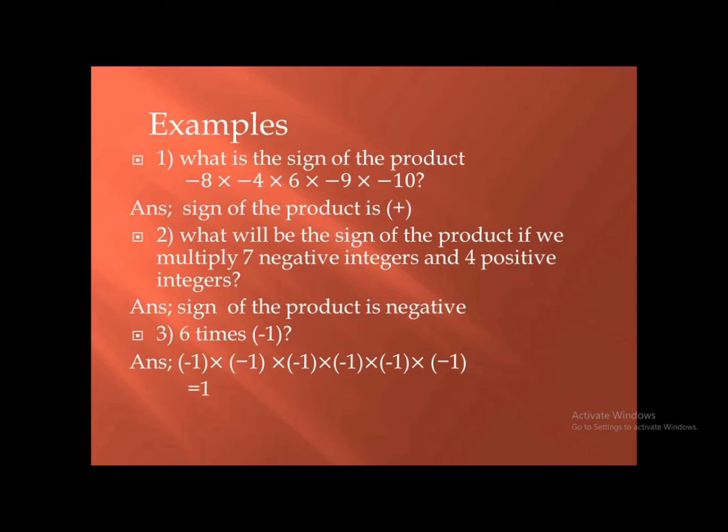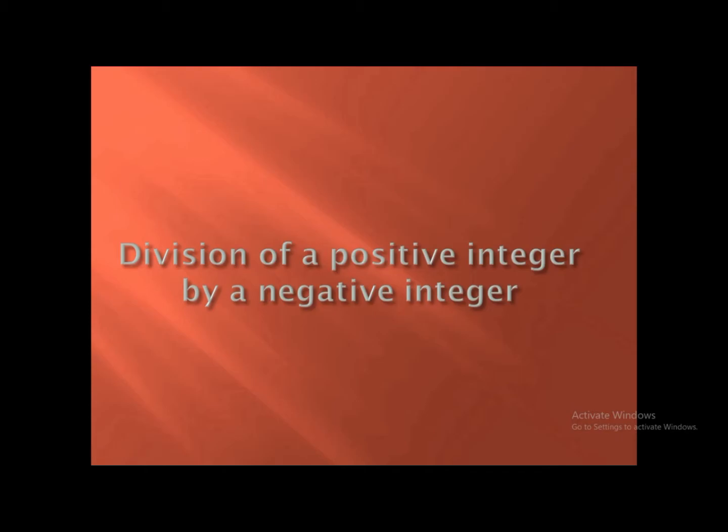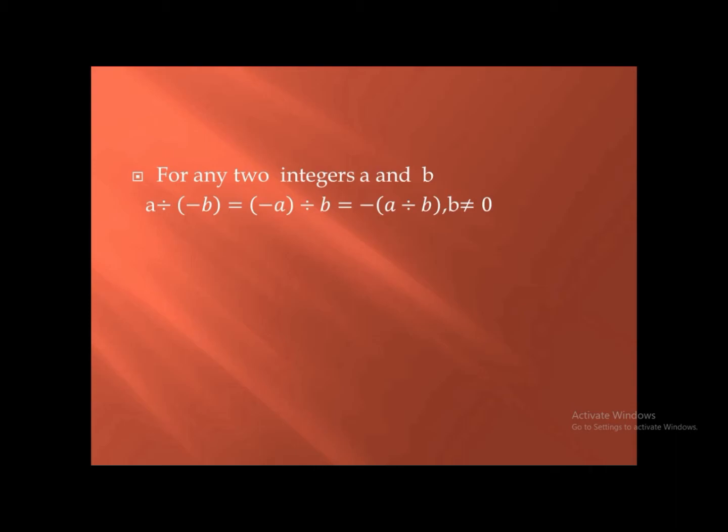Now we will go through the division of integers. We know that division is the inverse operation of multiplication. When we divide a negative integer by a positive integer, we divide them as whole numbers and put a minus sign before the quotient. And when we divide a positive integer by a negative integer, we first divide them as whole numbers and then put a minus sign before the quotient. That is, for any two integers a and b, a divided by minus b equal to minus a divided by b equal to minus a divided by b.